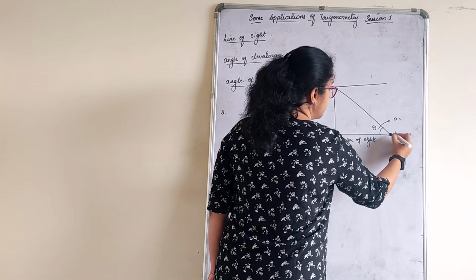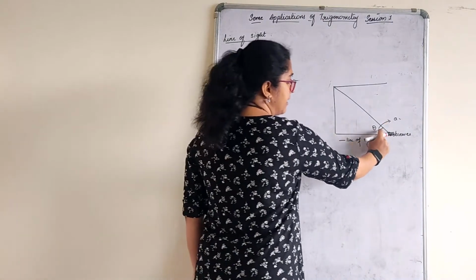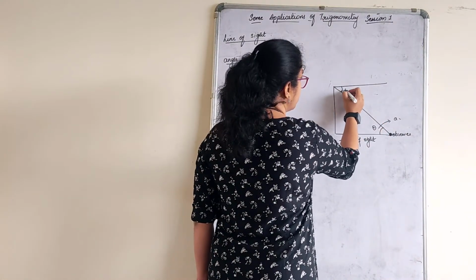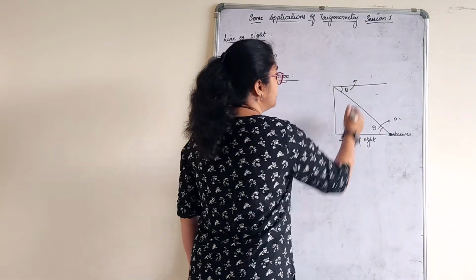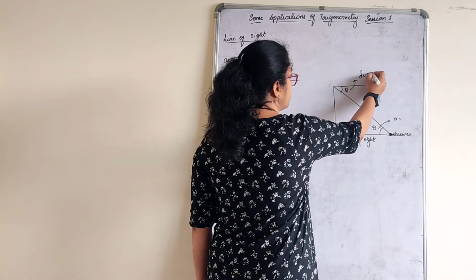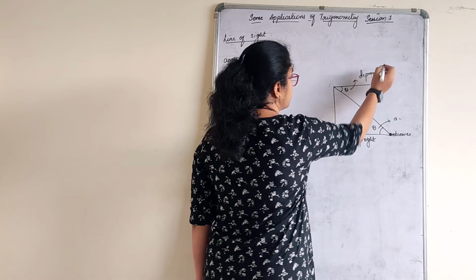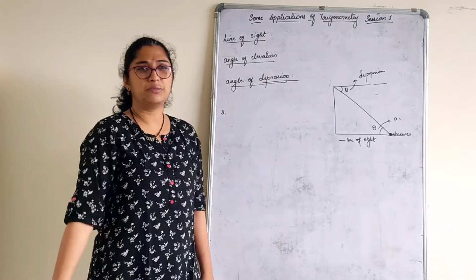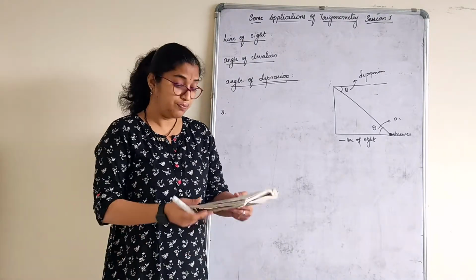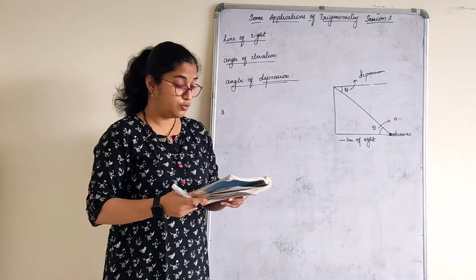This point is an observer. Angle of elevation, angle of depression. Mention that. That's more than enough to understand, right? So the first basic what you have to write, you know now.